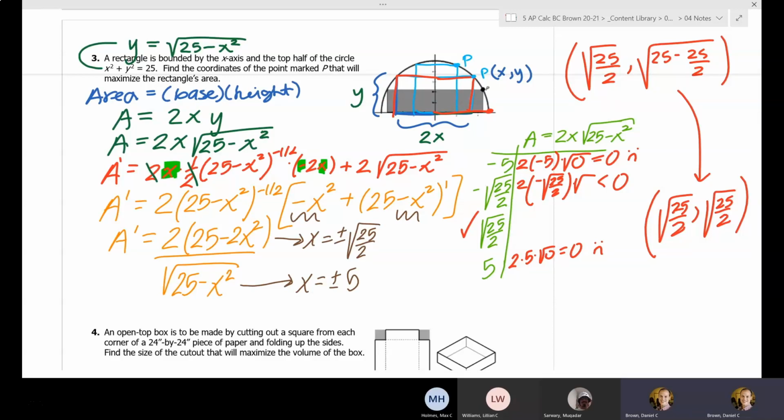So a lot more algebra in that one, but again, the idea is still the same. Primary equation, write it in terms of one variable, find its critical points, and then one of those critical points will be your answer.